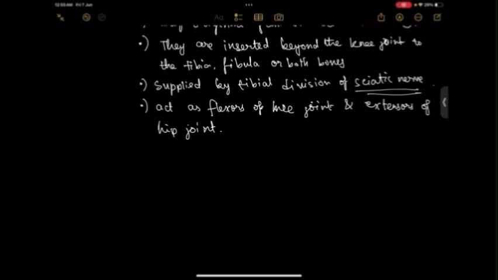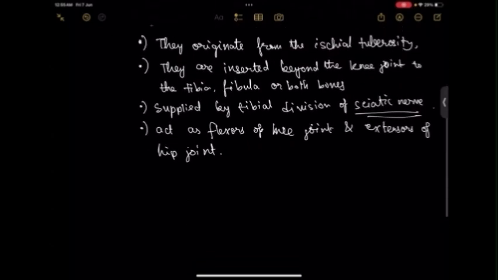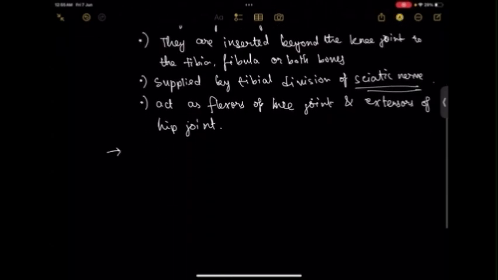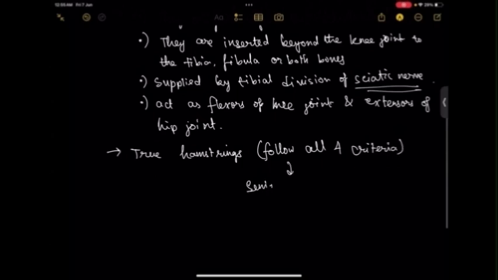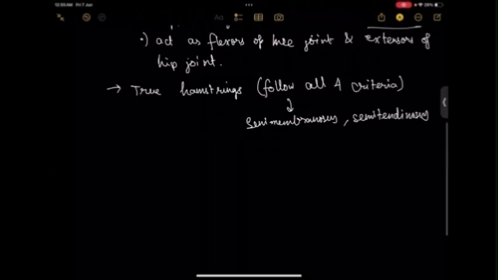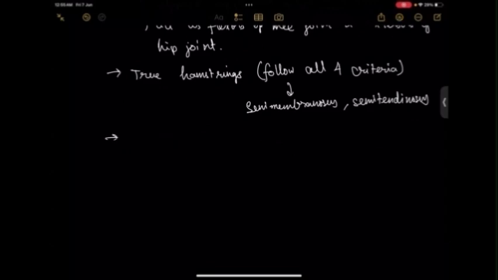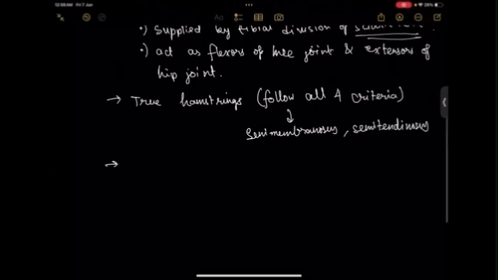Now, we have to know what the true hamstrings are. So the first point is the names of the muscles, the second point is the criteria, and now we have to state the true hamstrings. These are semimembranosus and semitendinosus. See, anatomy is very fact-based, so there's nothing specifically important that can be explained here. If you know the anatomy, the origin and insertion, then it will be easy for you to understand whatever I'm noting down over here.